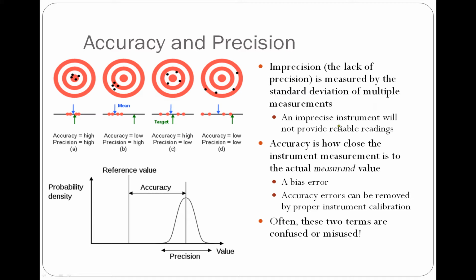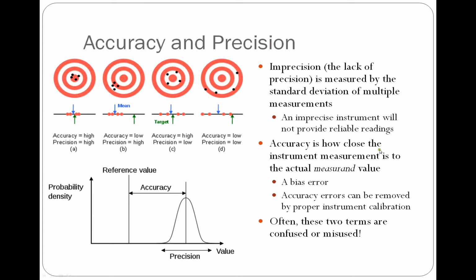So an imprecise instrument will not provide reliable readings. All right, so basically what that means is each time that I apply the same input, I'm going to get a wide variability in the output of the instrument. The readings are not going to be grouped together well. Okay, and accuracy is the second term.